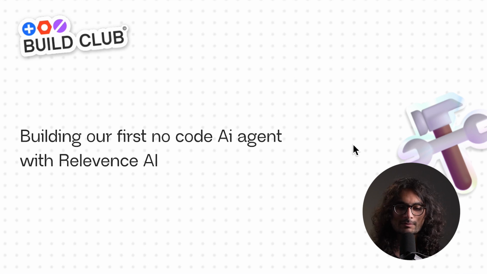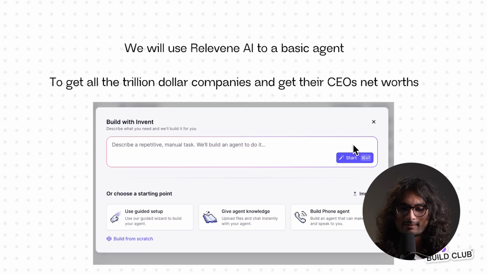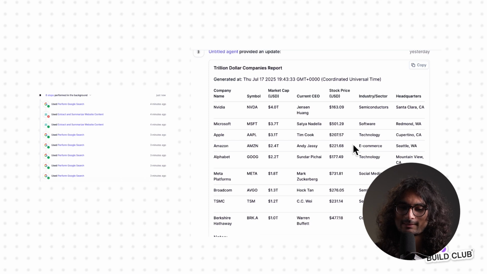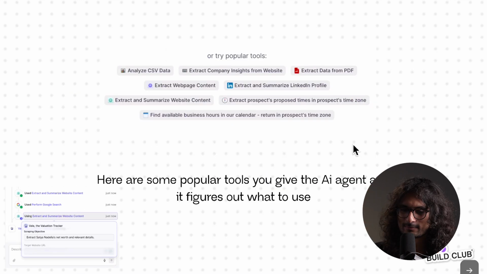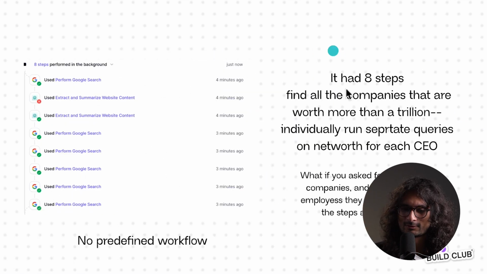So now what we're going to be doing is building our first no-code AI agent with Relevance AI. I'll give you a little sneak peek of what we're going to be building: a tool that collects all the billion-dollar companies, gets their CEOs and their net worth, and maybe combines them. And you can see here that it took 8 steps because there were maybe around $7 trillion companies. I'm not exactly sure, but we'll figure it out.